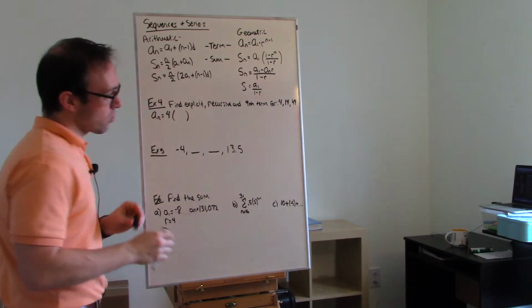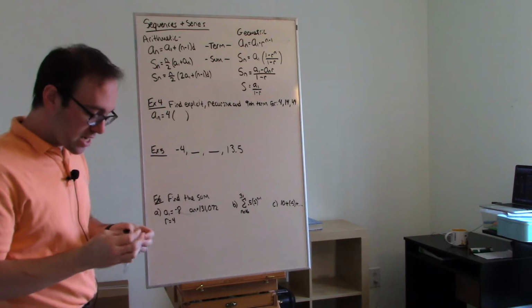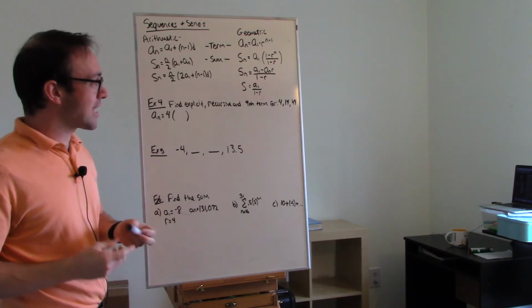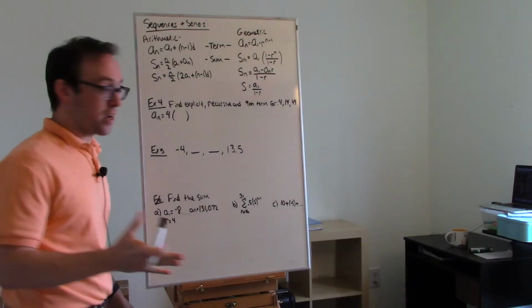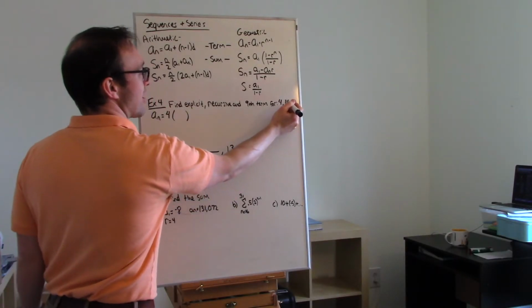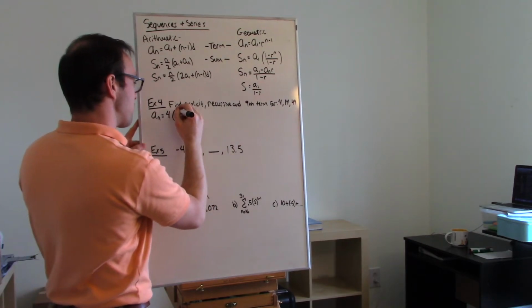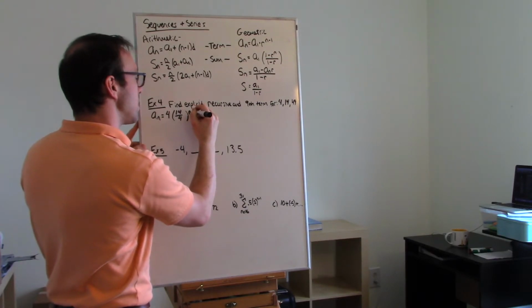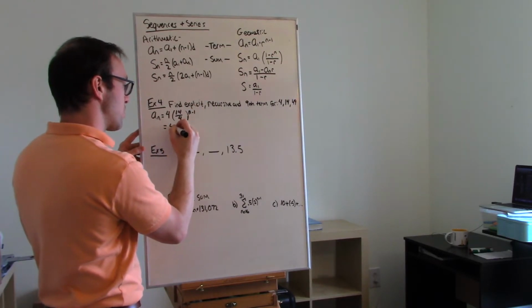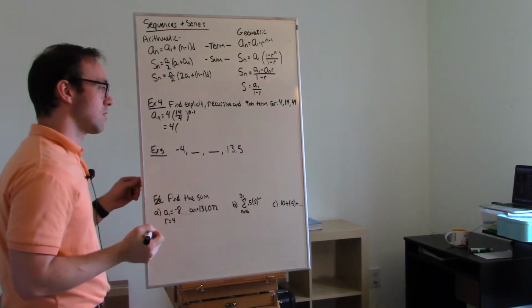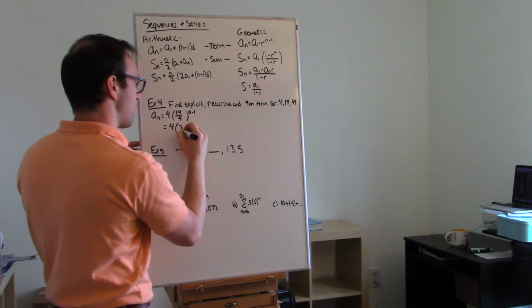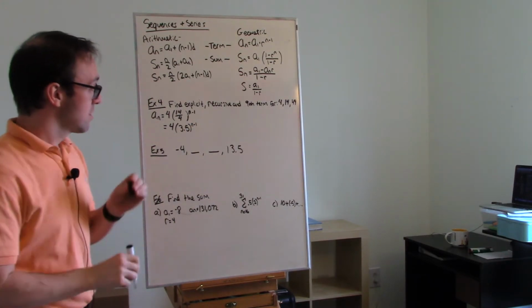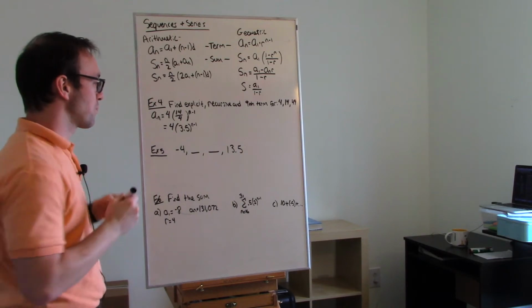If you look at what's happening, 4 times a number gives you 14, times that same number would give you 49. So what are we multiplying by each time? If you can't see it right away, what I usually do is take the second number divided by the first number. So I take 14 over 4, to the n minus 1 power. So 4 times 3.5 to the n minus 1 power.